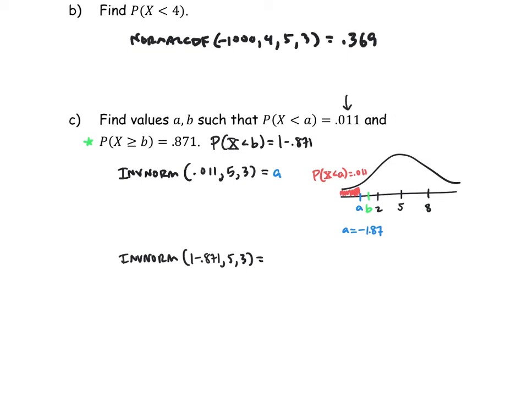Inverse norm, 1 minus 0.871. Same mean and standard deviation. Wow, it ends up a lot different, showing just how far off my first sketch was, and I get, actually, let's go with 1.61. That should be a positive 1.61. Okay, so that's the use of inverse norm to find a z value on a non-standardized curve.